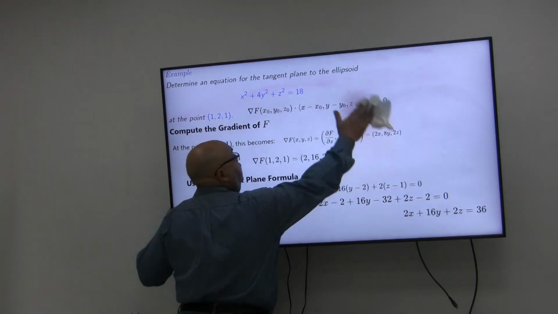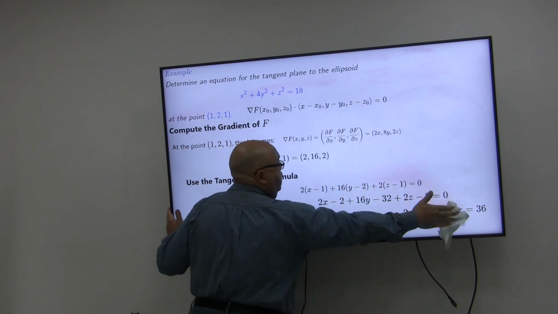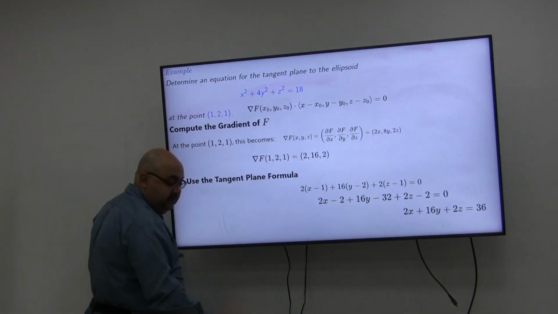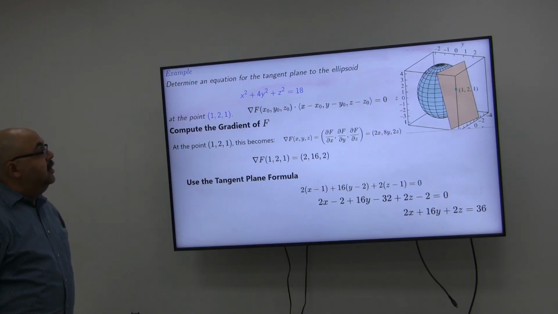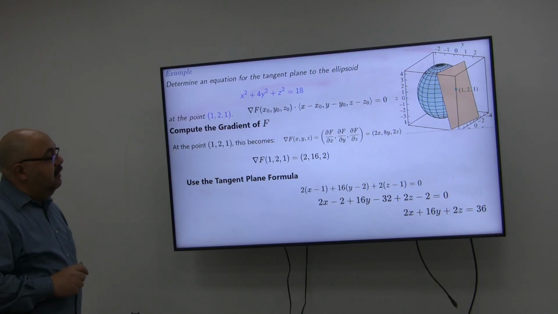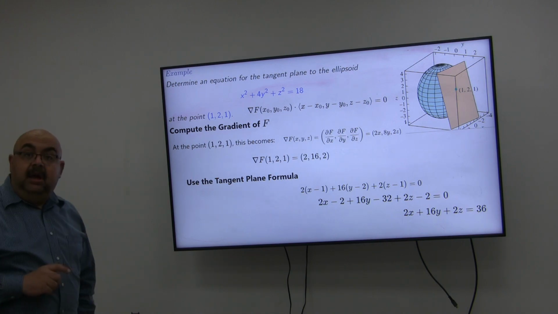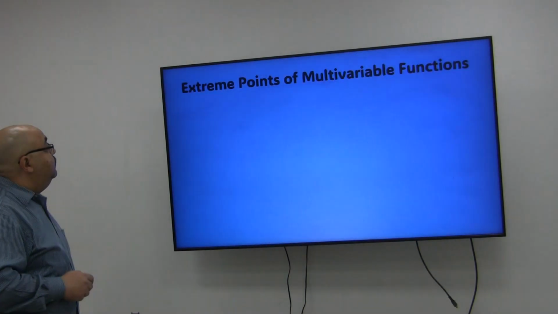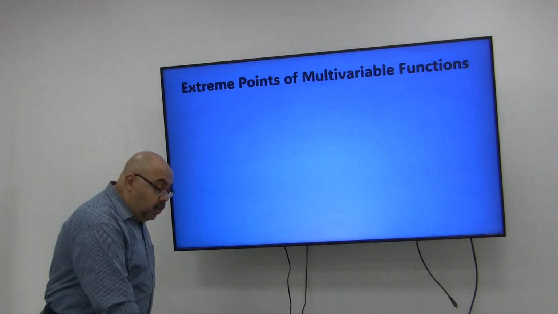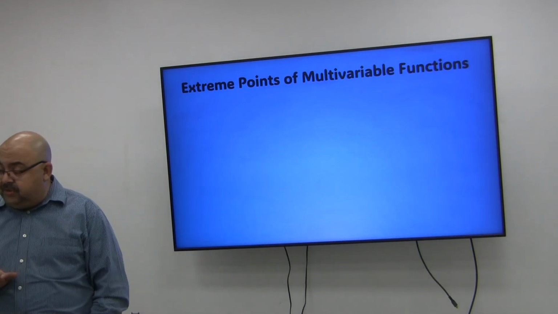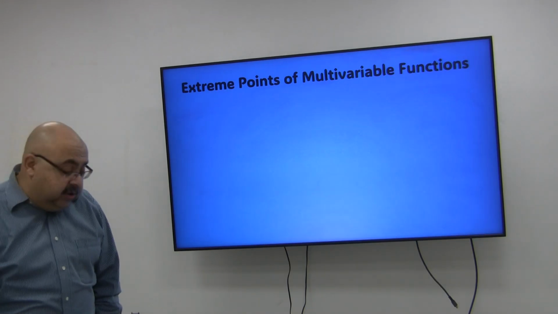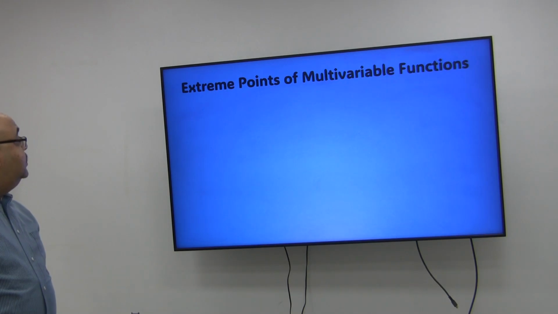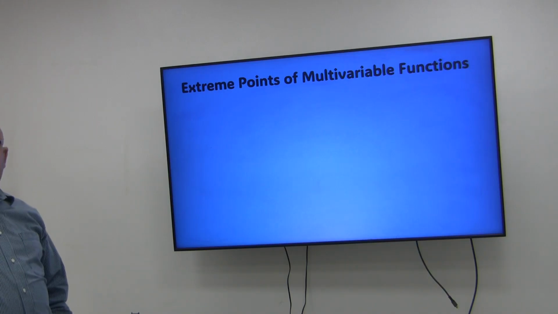So once more, that's mainly the relation that you can find easily of a tangent plane to a certain surface, and that's how it is. The plane is touching the ellipsoid, as you can see. Now I will go to the third topic that I want to talk with you about today, which is the extreme points of multivariable functions.